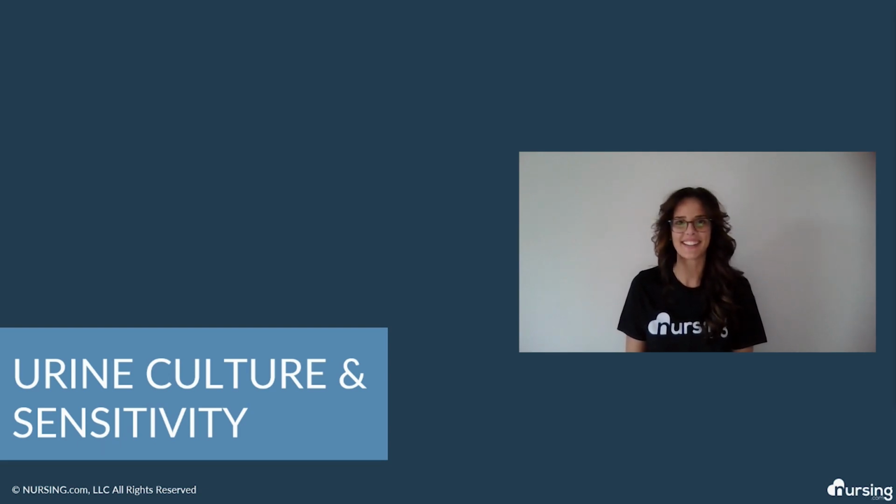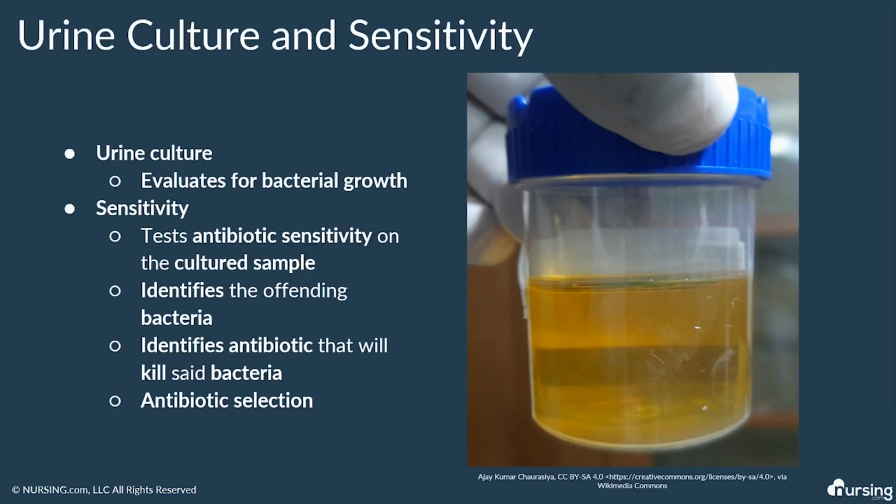Let's get started. Urine culture and sensitivity is a two-part testing system to identify if there is bacterial growth and which antibiotic will actually kill the bacteria that's in the urine. So the culture itself is when the urine is taken and applied to a petri dish to see what grows. Now, the sensitivity part comes in when they test the antibiotic on the cultured sample.